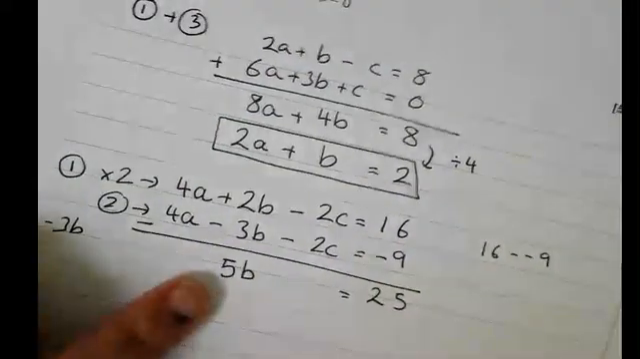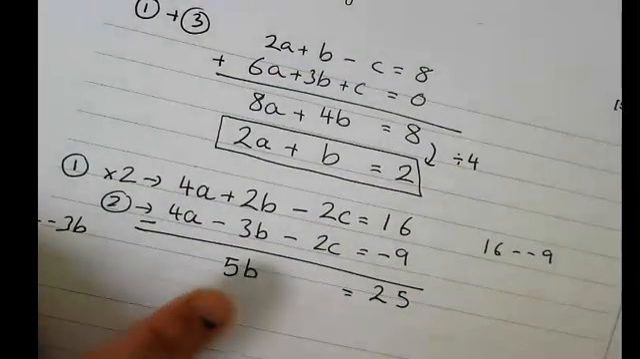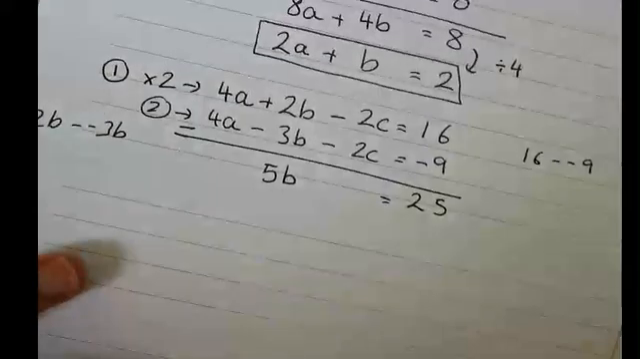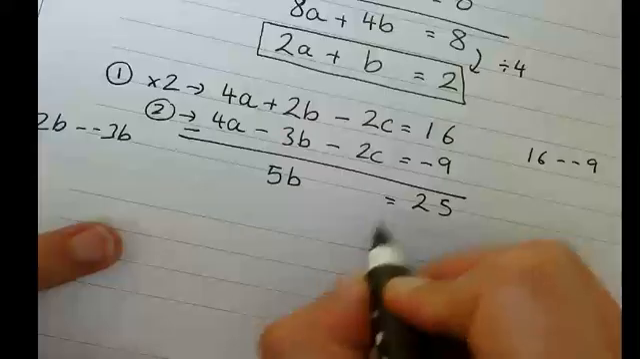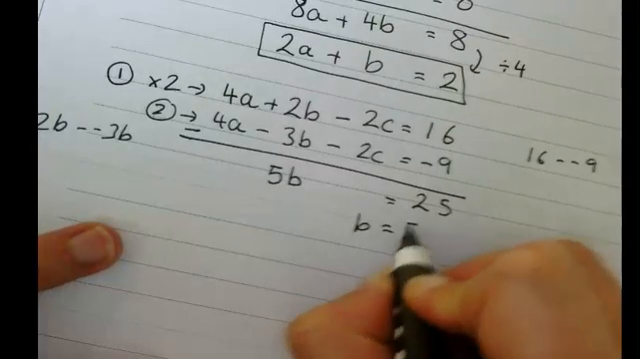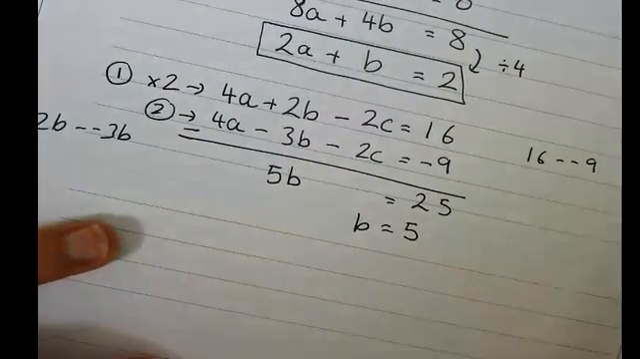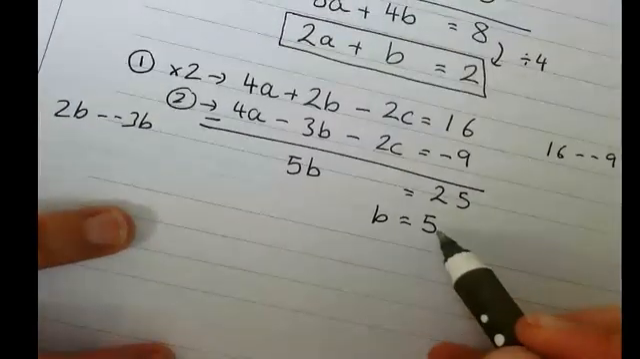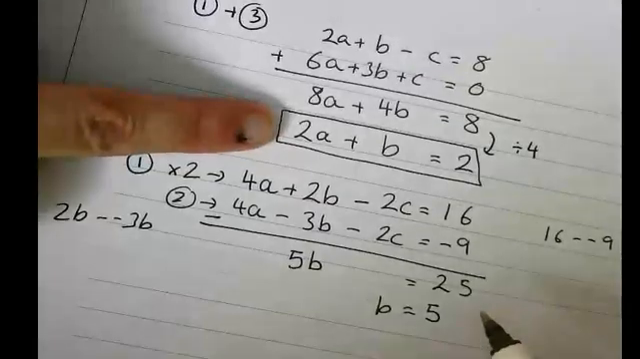Okay, nice. I haven't got something like 5b equals 13. I've got 5b equals a nice multiple of 5. So I'm quite happy that I've not made an arithmetic slip up until this point. Dividing by 5, b is equal to 5. Nice whole numbers means I'm probably on the right tracks. I'm now going to substitute in to find a and c. I'll go for this equation first to find a.